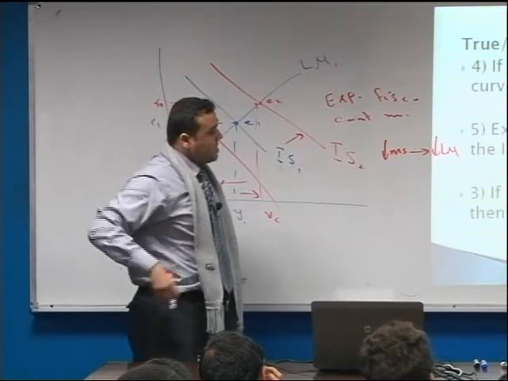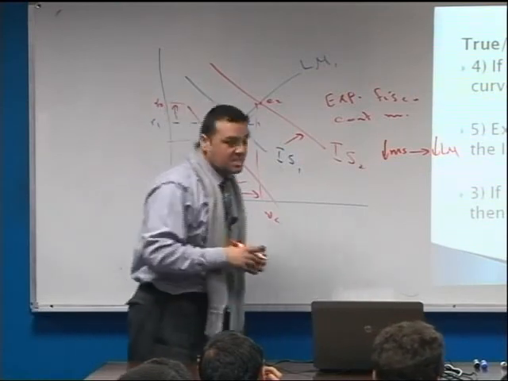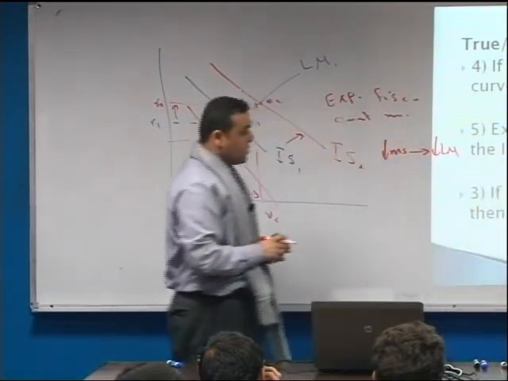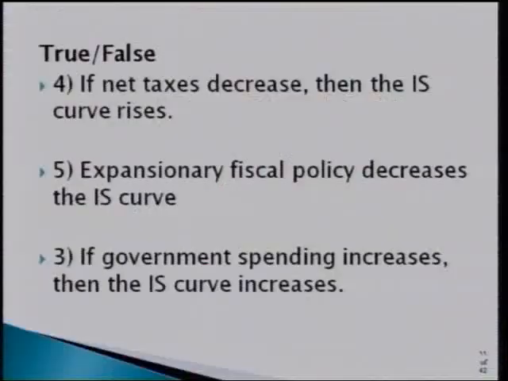Expansionary fiscal policy decreases the IS curve. False. If the government spending increases, then the IS curve increased. Correct. Thank you.